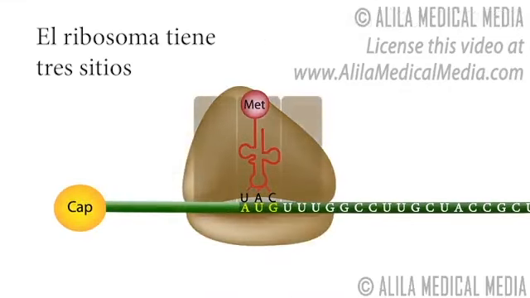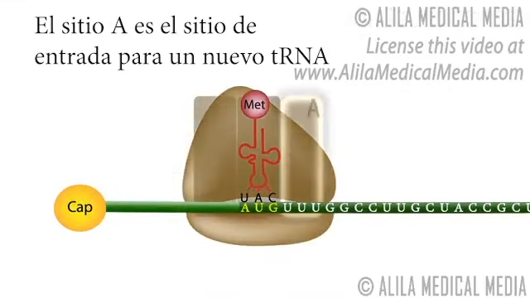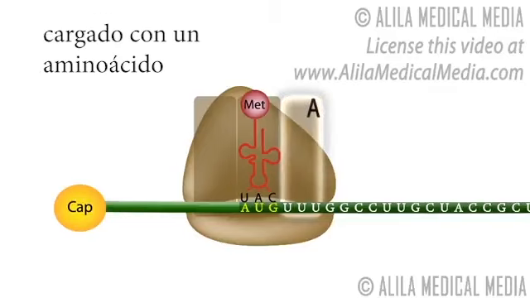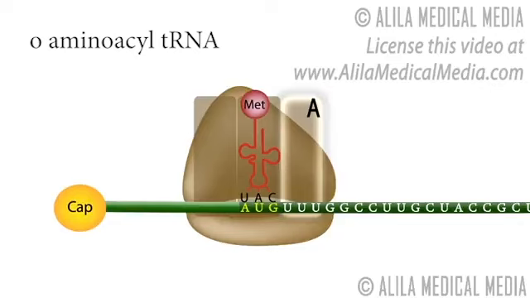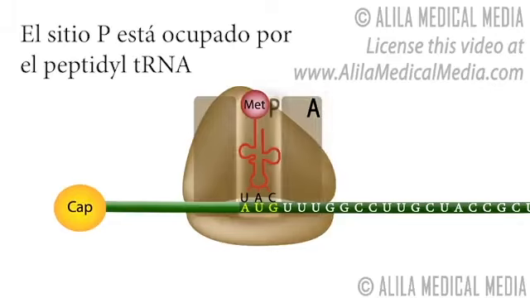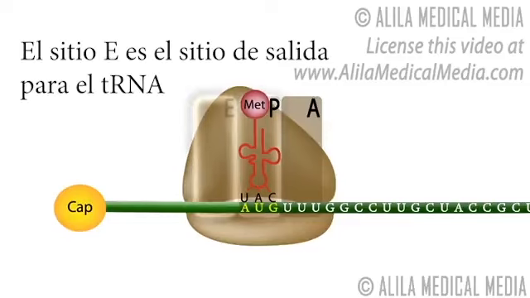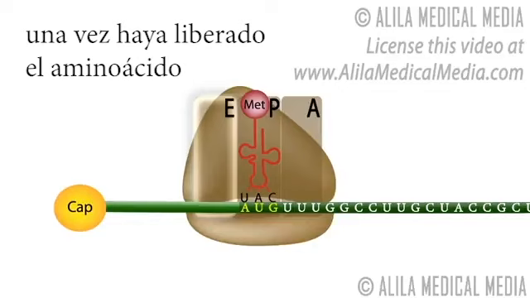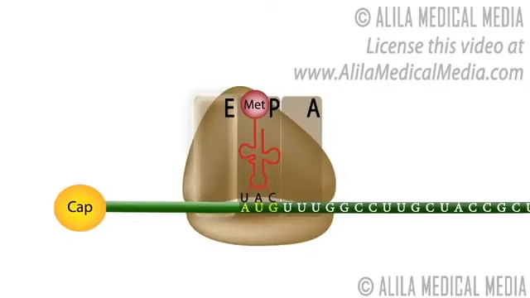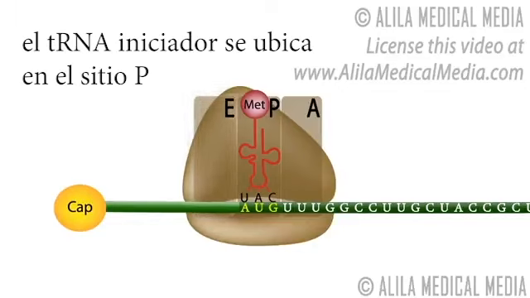The ribosome has 3 sites. The A site is the entry site for new tRNA charged with amino acid, or aminoacyl tRNA. The P site is occupied by peptidyl tRNA, the tRNA that carries the growing polypeptide chain. The E site is the exit site for the tRNA after it is done delivering the amino acid. The initiator tRNA is positioned in the P site.